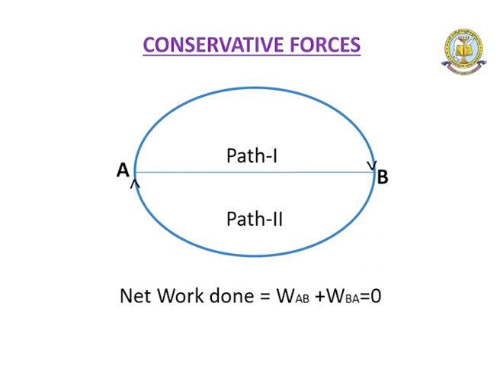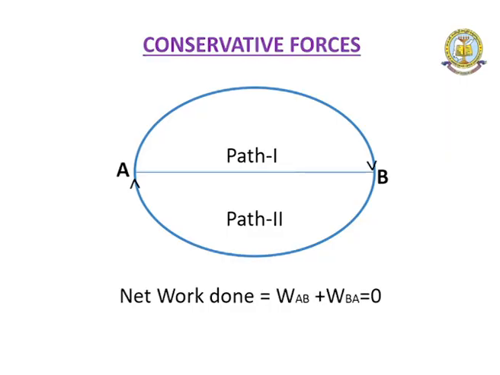Let us consider a particle taken from point A to B and then from B to A. The total work done is equal to 0. That is a conservative force. W_AB is the integration of F from A to B, and the other, W_BA, is the integration of F from B to A. Both cancel, so W_AB plus W_BA is equal to 0. So the total work done when a particle is taken from A to B through one path and returned from B to A through a second path is equal to 0. That is the conservative force.